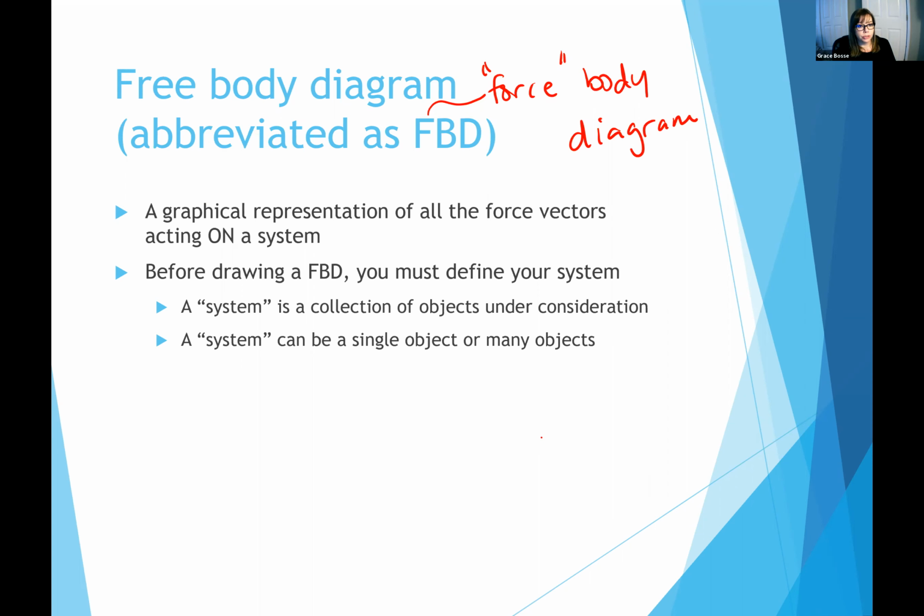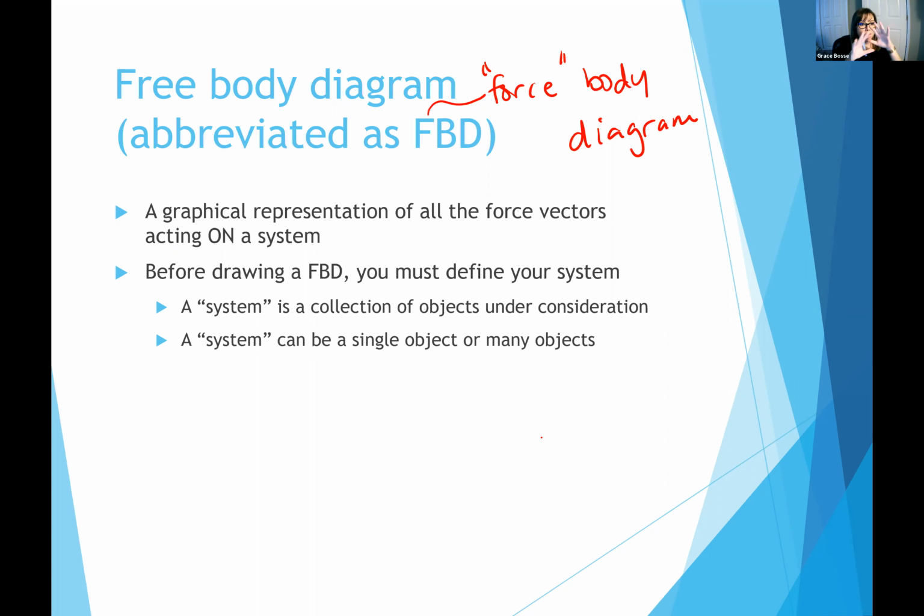Well, you get to choose your system, and you'll gain intuition for what you want to be in your system and what you don't want to be in your system with practice and when you get deeper into physics. At the moment, I'm just going to tell you what your system is. But a system, basically, it's a collection of objects. It could just be one object. It could be a lot of objects.